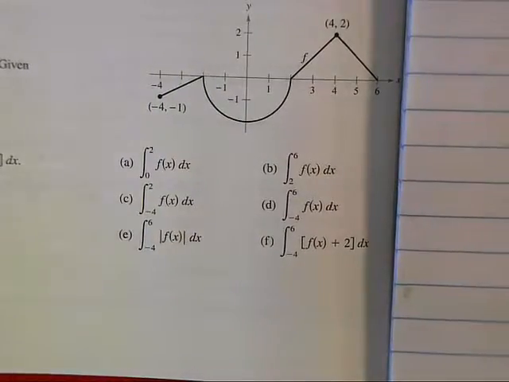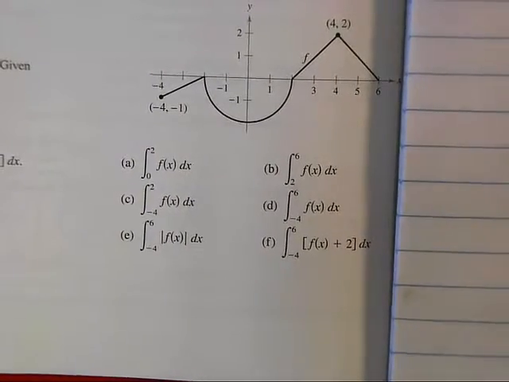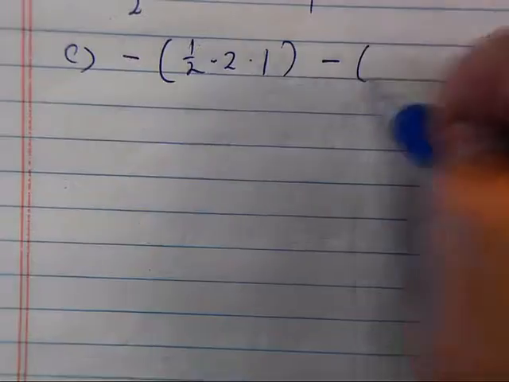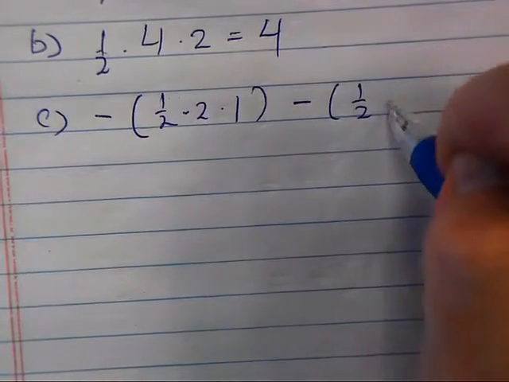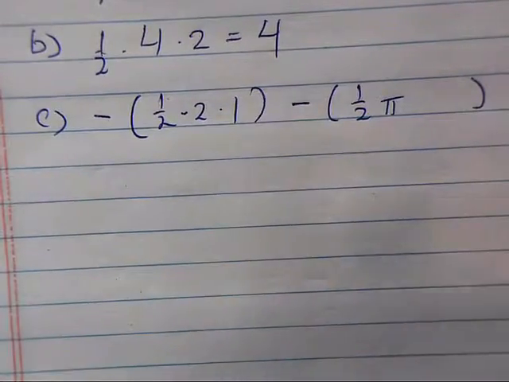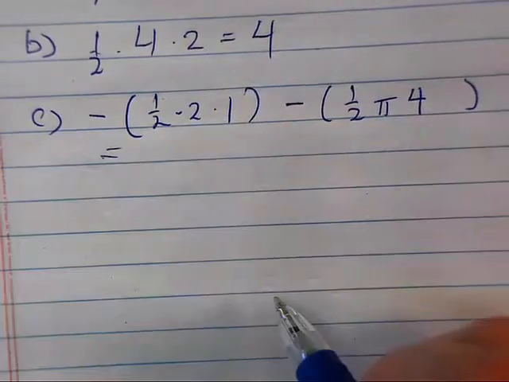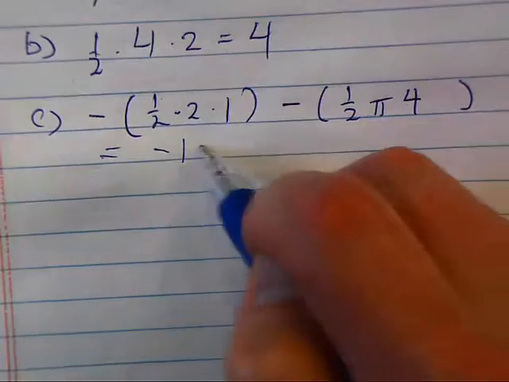All right, the triangle, what's the base? 2, and the height? 1, so that's 1/2 times 2 times 1. Minus the area of the half of the circle, so that's 1/2 pi r squared, and we decided r was 2 on that one before. So that's going to be -1 minus 2 pi.